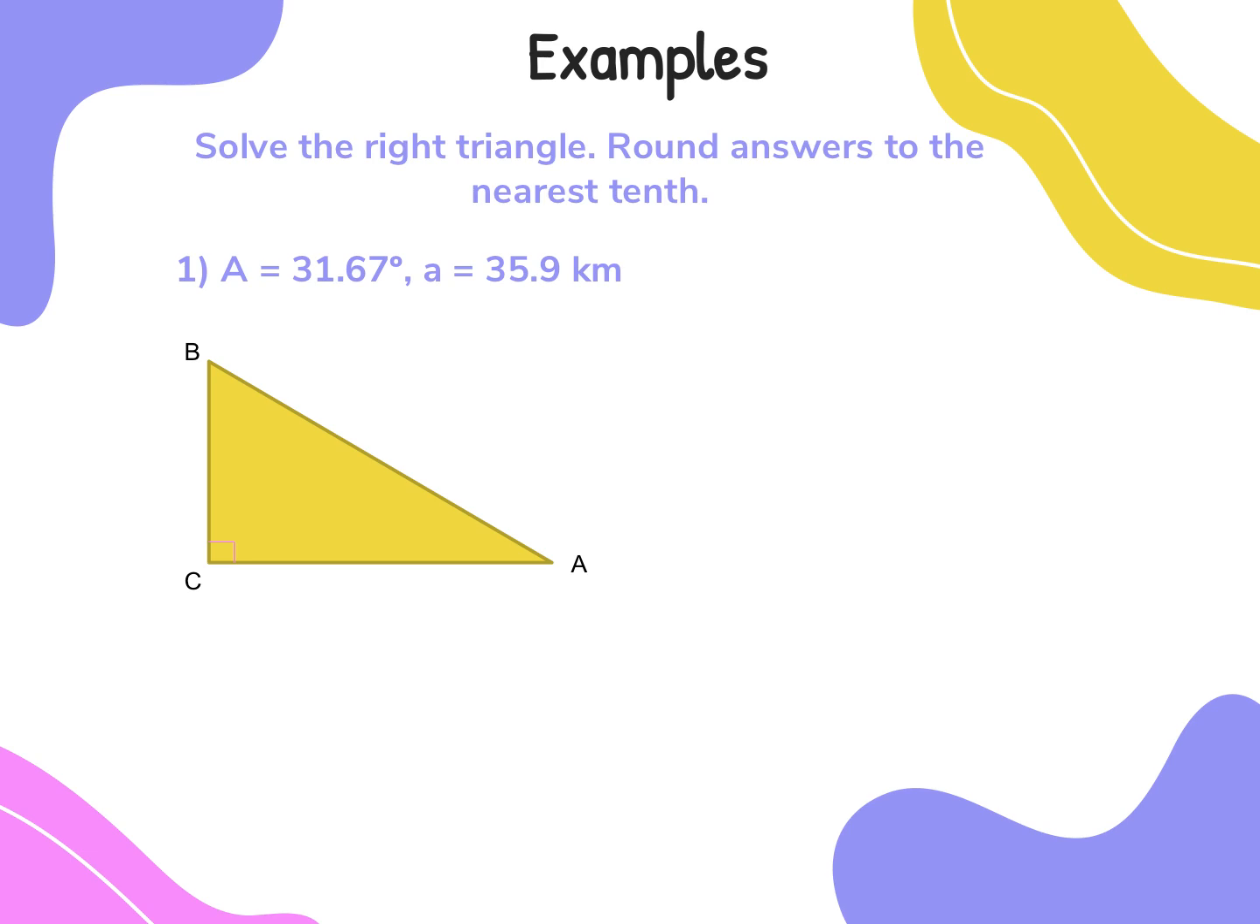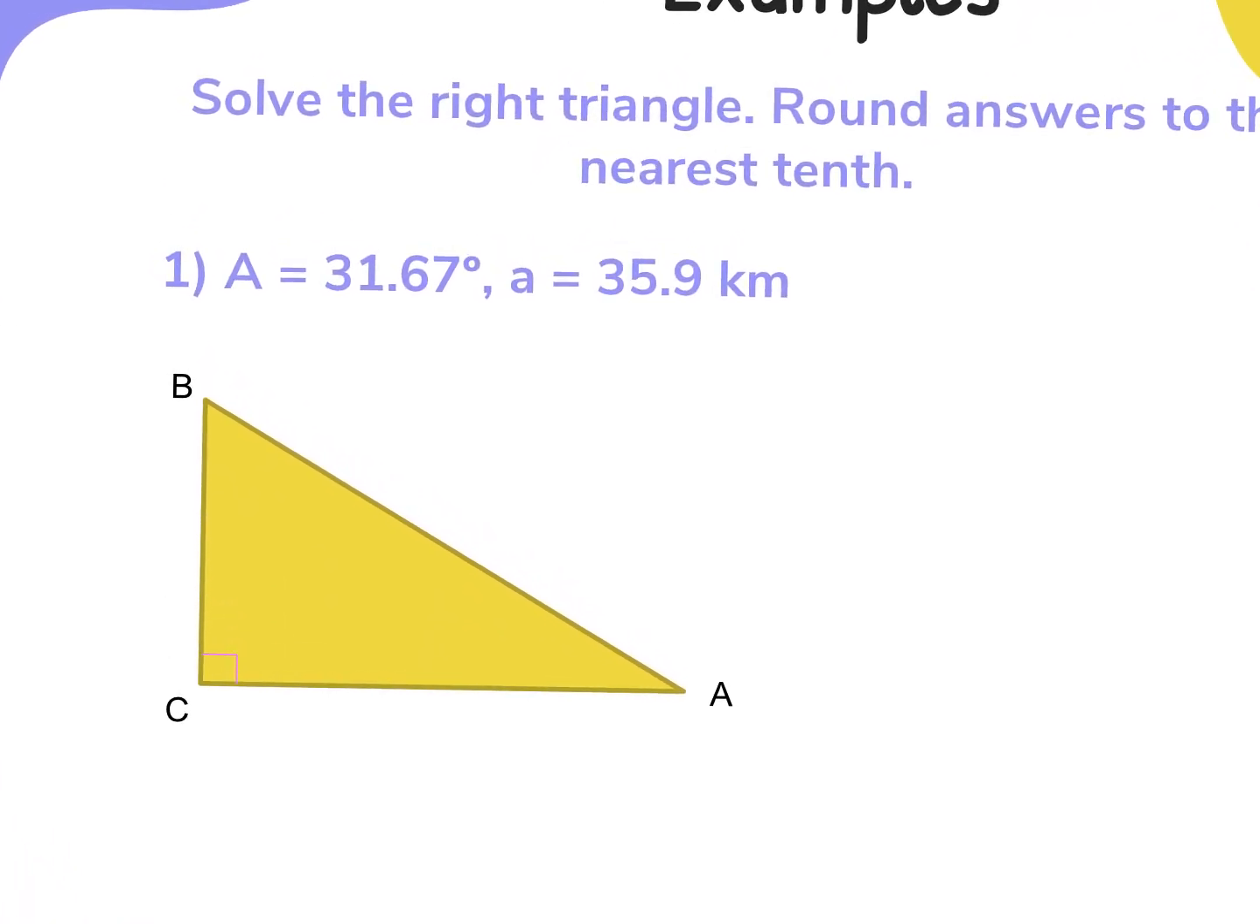Now, you may be given a picture, you may not. It all depends on the problem. So here, if they tell you that the triangle is ABC and the right angle is at angle C, then you will put your right angle here at C. It won't matter where you put your A and your B.